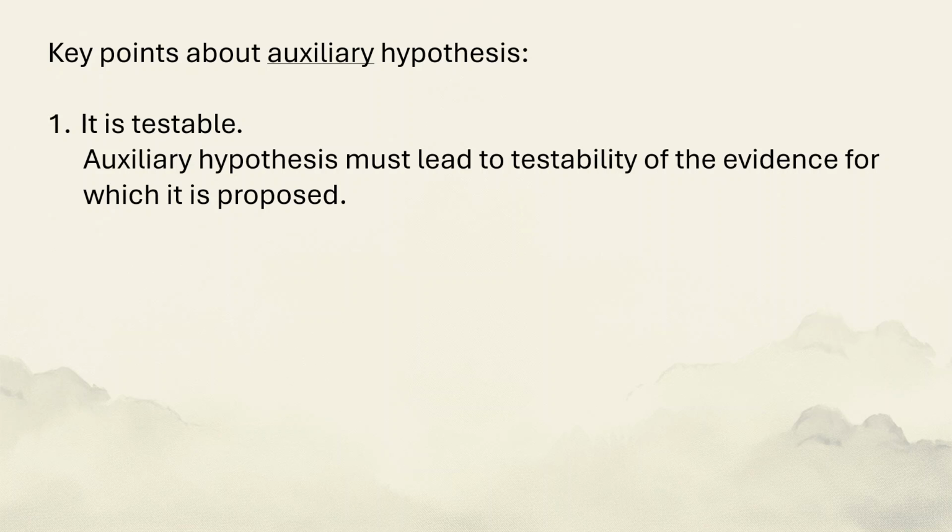So auxiliary hypothesis must lead to testability of the evidence for which it is proposed, which is what? The word Vakra in our case. And we didn't just stop there. Once we explained the three instances of Vakra to mean oblique crossing for Jupiter and two instances for Mars, we didn't stop, because we know Vakra means retrograde. So now we have taken a different meaning. It is my responsibility to now explain.